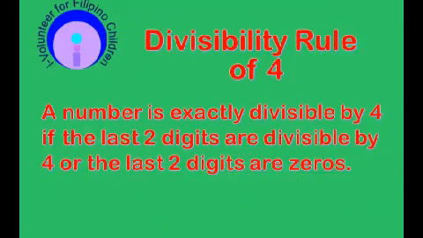Divisibility rule of 4. A number is exactly divisible by 4 if the last two digits are divisible by 4 or the last two digits are zeros.